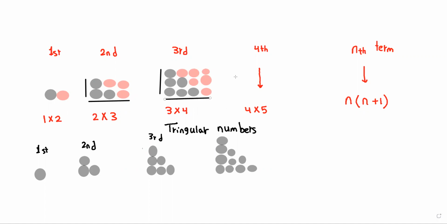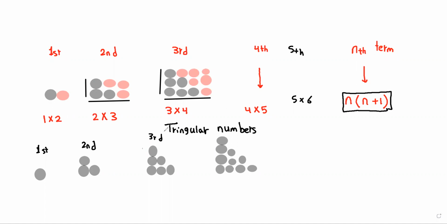What about the fourth term without drawing? It will be what? It will be 4 times 5. That's right. What about the fifth term? The fifth term is going to be, yes, that's right, 5 times 6. So we multiply 5 by the next number. After 5 is 6. What about the nth term? The nth term will be what? In general, we take n and multiply by what? Multiplied by n plus 1. Okay, that's the nth term.